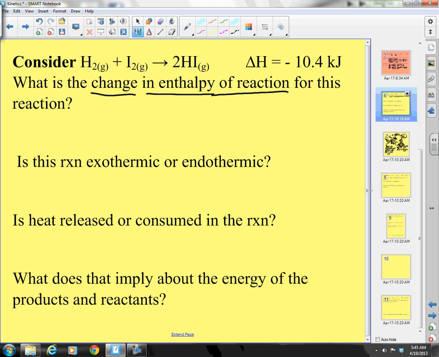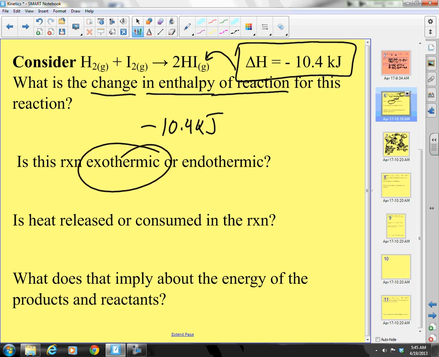What is the change in enthalpy of reaction? Well, to figure that out, we just look over at this thing to the right. When they put this number, this delta H, that means that is the change in enthalpy of this reaction. So what is it? It's negative 10.4 kilojoules. Ooh, piece of cake. Is this exothermic or endothermic? Well, I look at the sign. It is a negative value, so it is exothermic.